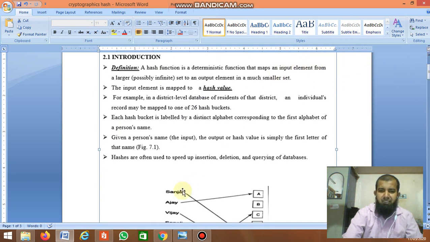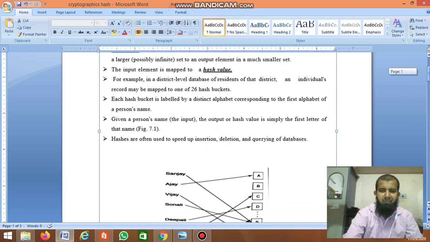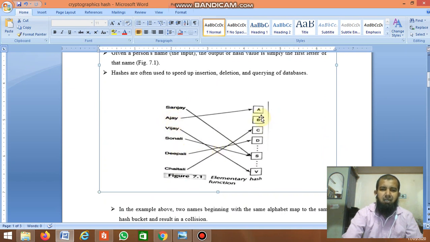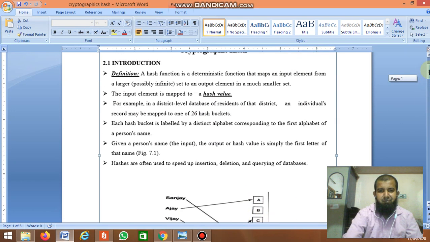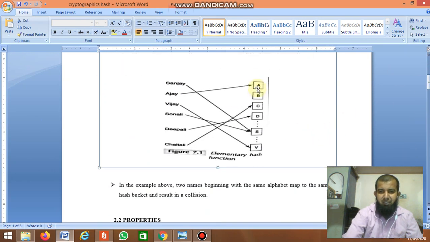Okay, that maps an input. This is the input from a larger set. There are many names out there, but alphabets are only 26, from A to Z. The output is limited. The output element is a much smaller set, only 26 letters, but the input is possibly infinite. There are many names. The input element is mapped to a hash value. This is the hash value. These are the hash values.